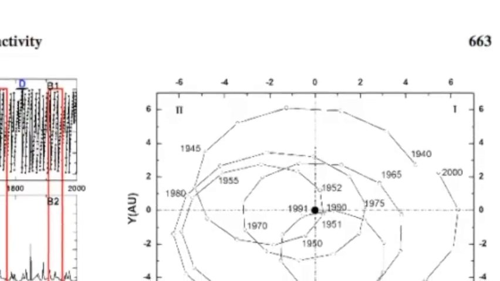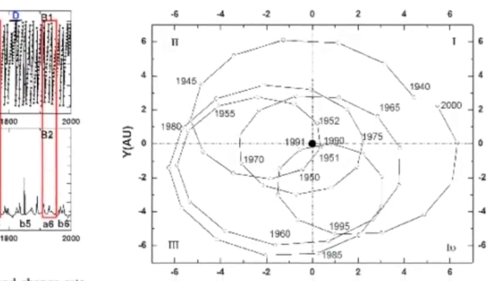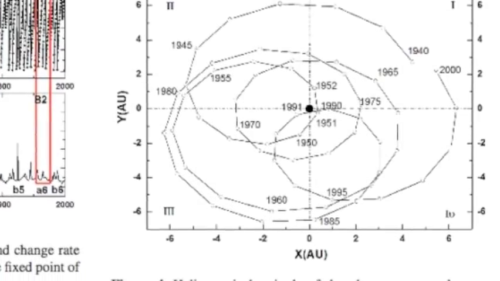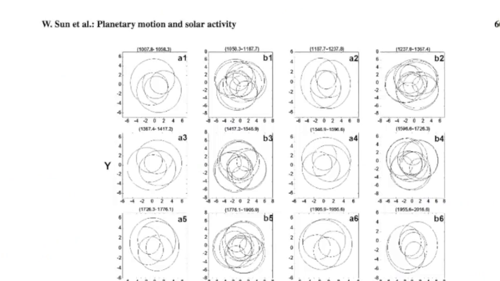Thus, analyzing the periodic trends in the planet movement can help comprehensively understand the periodic trends in solar activity and global climate change.